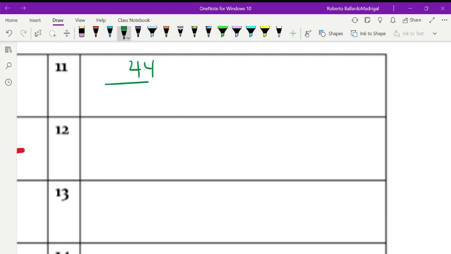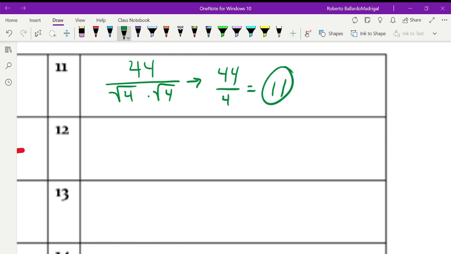44 divided by the square root of 4 times the square root of 4. This is going to give you 44 over 4, which is 11. Okay. Why? Because 2 times 2 is 4. 12. How do we get 12?